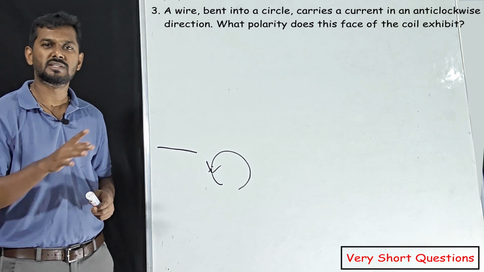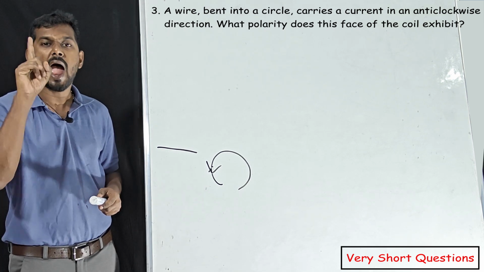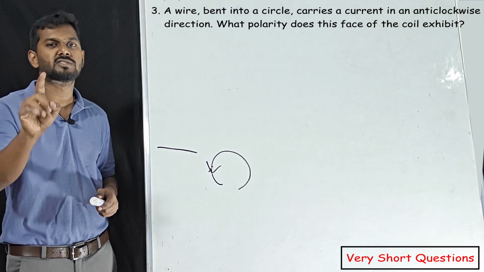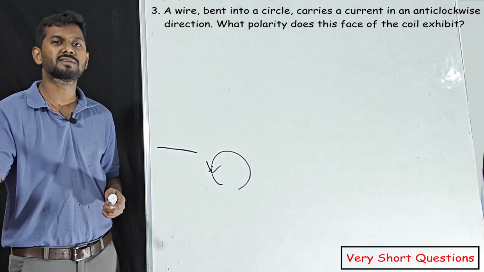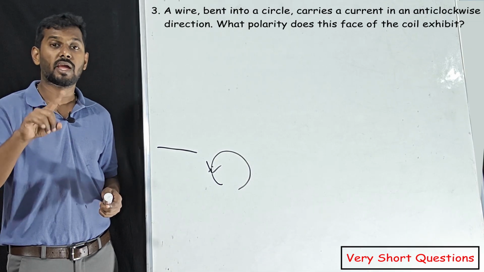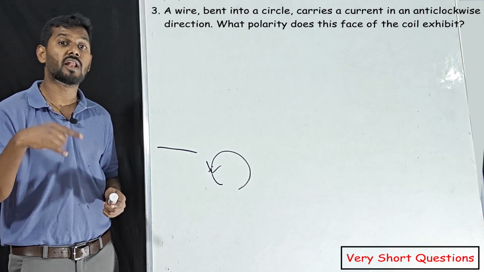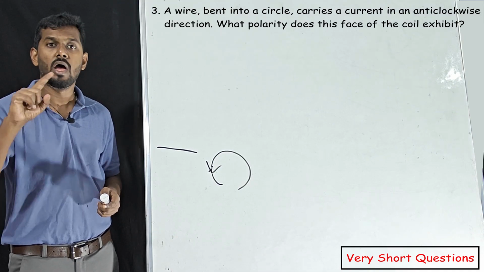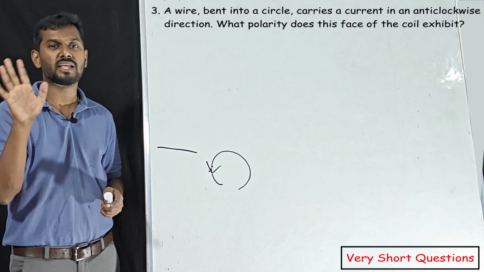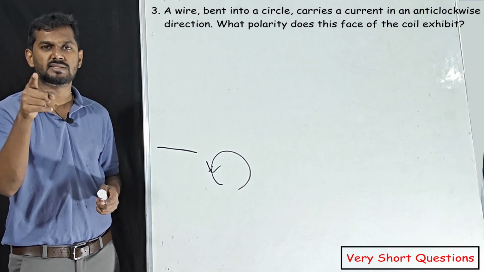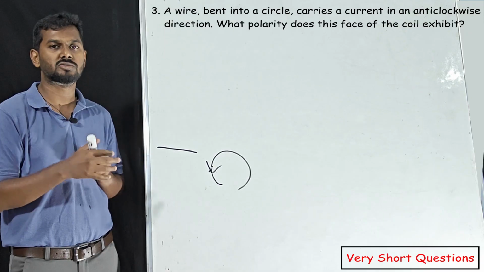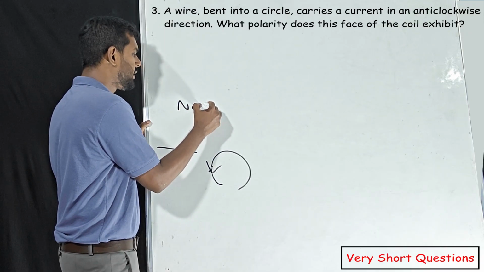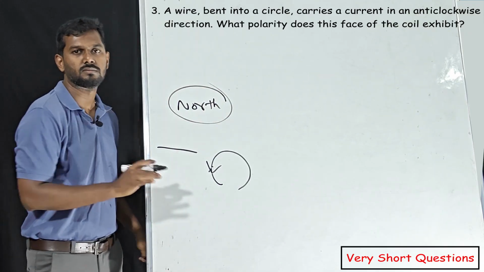See, it is very simple. This is what we have learnt in the concept video. Anti-clockwise, it is always north. Keep this in mind. Anti-clockwise, it is always north. Clockwise, it is south. Instead of anti-clockwise, they can also use counterclockwise, which is another name for anti-clockwise. Clockwise is south, anti-clockwise or counterclockwise is north. So what is the answer for this question? That is north. That's it.